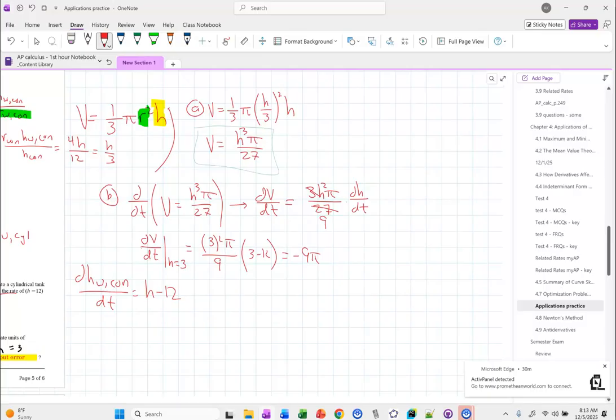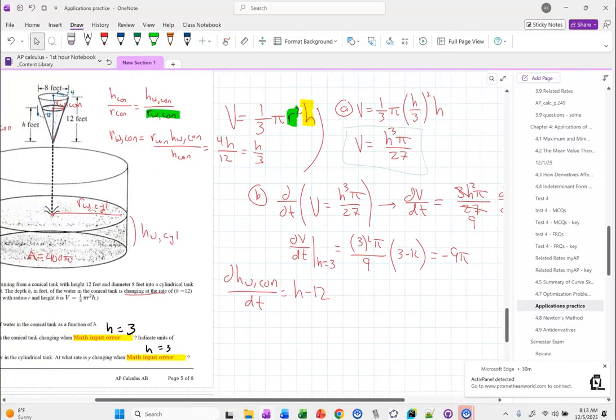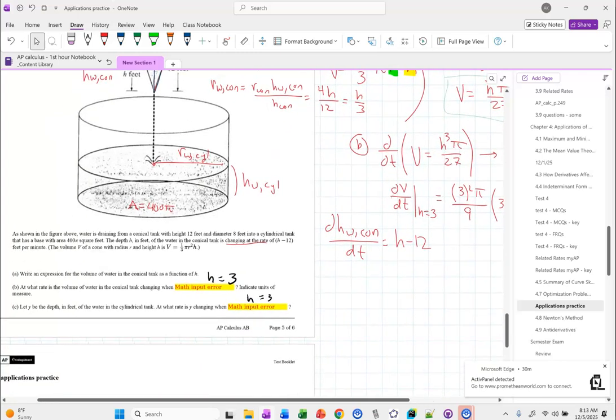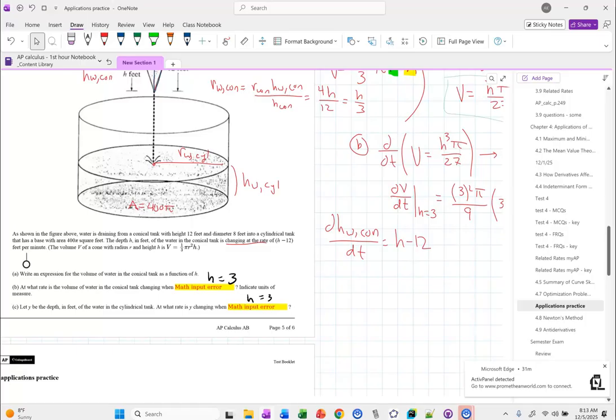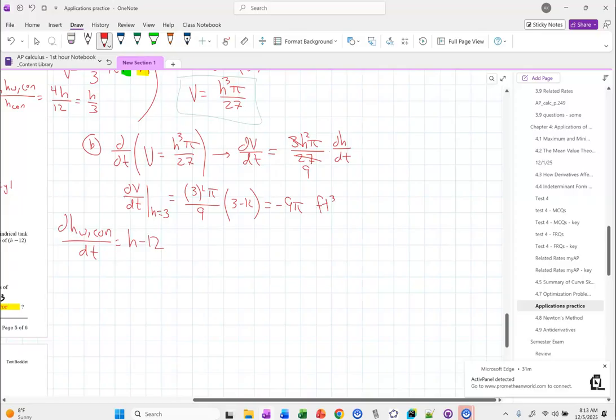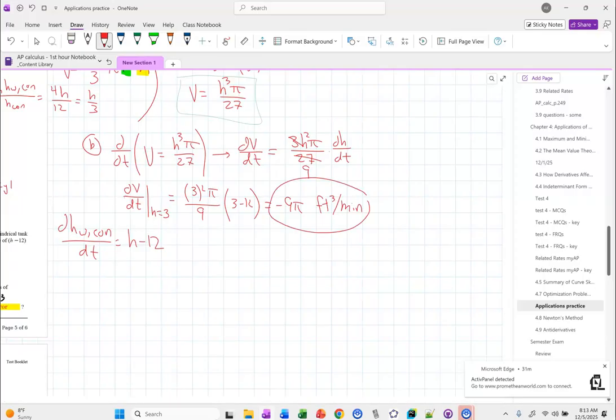The question also asked us for a unit. Said include units. So what do we here have going on? Depths are in feet. So the volume is going to be in cubic feet. And then the rate is per minute. So this should be cubic feet per minute. Does that feel okay?